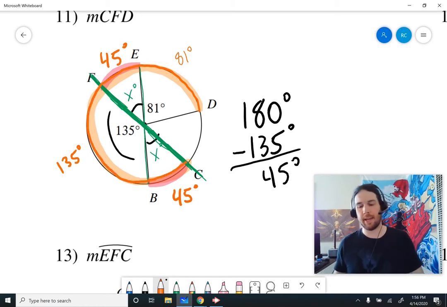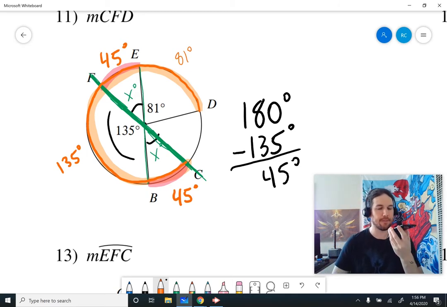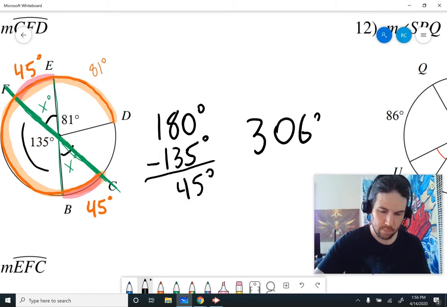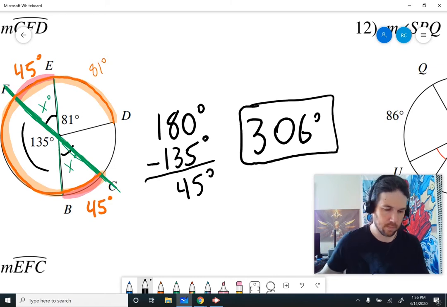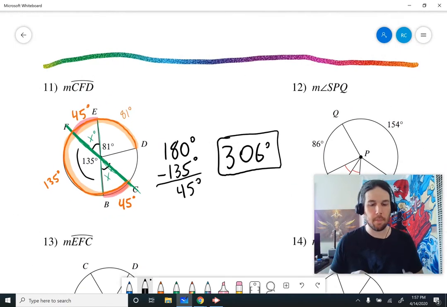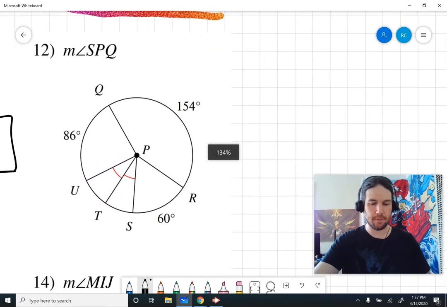So now to find the total arc, we just have to add them all up, which I'm not going to do in my head. Hey, Google, what is 81 plus 45 plus 135 plus 45? The answer is 306. There we go. So the measure of arc CFD is 306 degrees. That took a little longer than expected. Let's move on.